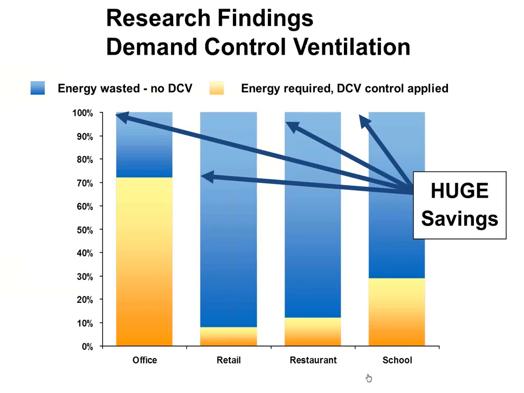These are typicals, averages, if you will, from various projects. Most of these are from projects in the late 90s, early 2000s, but it's the same data now. The top line across the top, that would be your code required ventilation air if you did not have DCV. You'd be bringing that much air in, 100% of your code air, right?